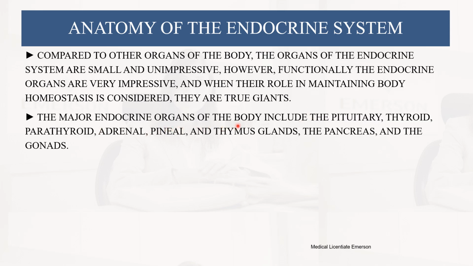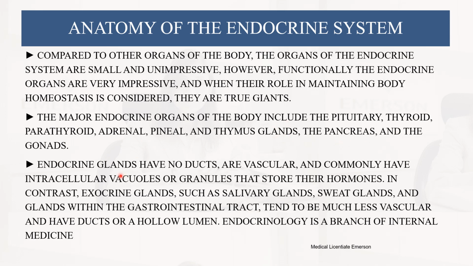The major endocrine organs of the body include the pituitary, thyroid, parathyroid, adrenal, pineal, and thymus glands, the pancreas, and the gonads as well. The endocrine glands have no ducts. The other feature is that they are vesicular and commonly have intracellular vacuoles or granules that store their hormones. In contrast, exocrine glands, such as the salivary glands, sweat glands, and glands within the gastrointestinal tract, tend to be much less vesicular and have ducts.